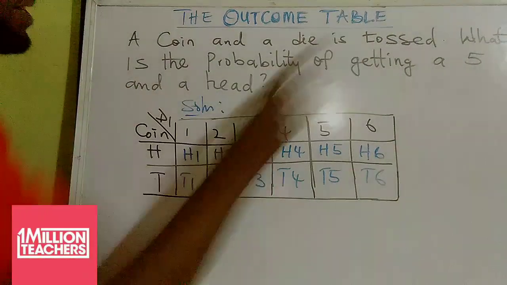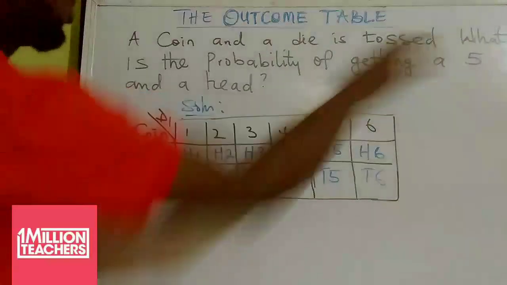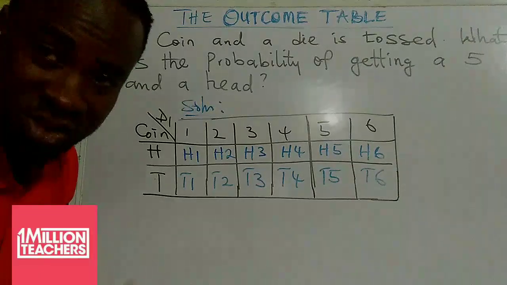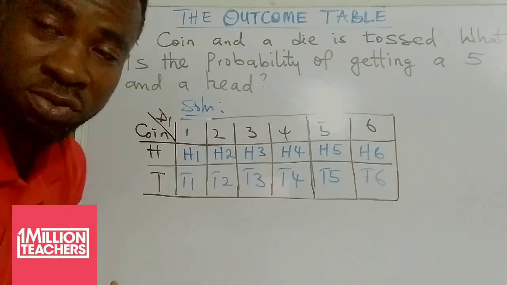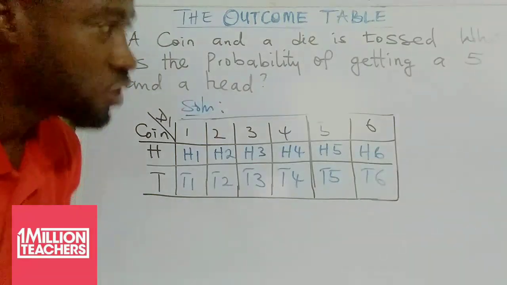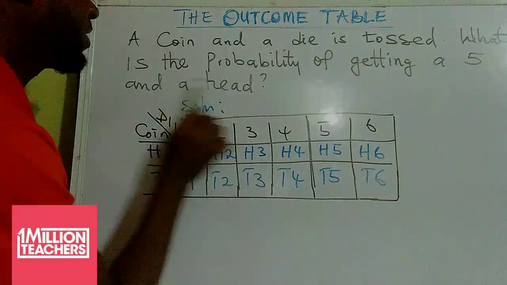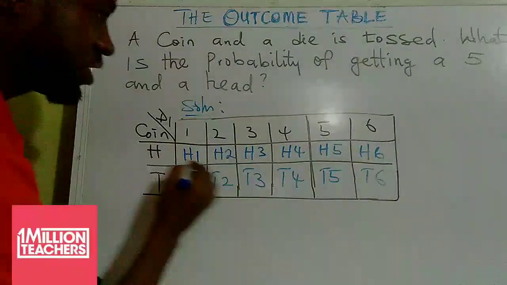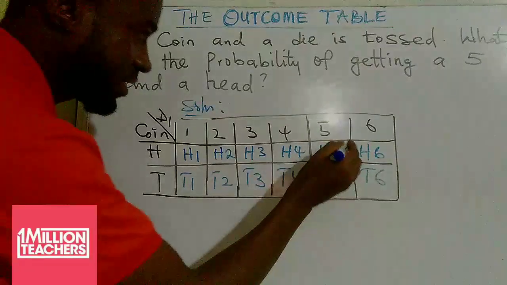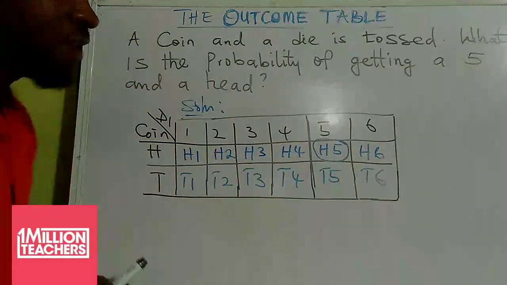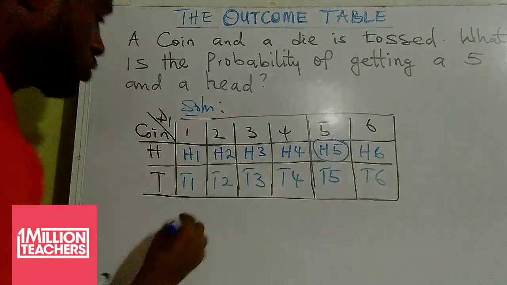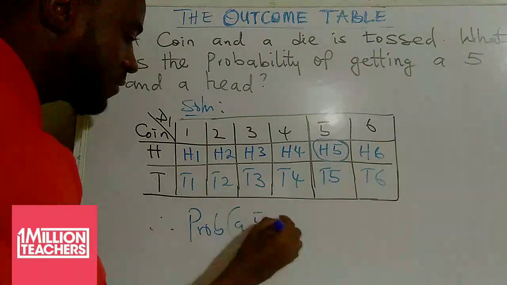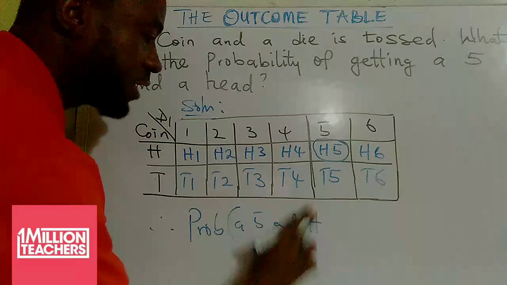Now, let's answer this question. A coin and a die is tossed. What is the probability of getting a 5 and a head? Remember, I told you initially that the outcome table gives you a picture of what you want. So let's look for where we have 5 and head. Remember that H stands for head. And if you look at it, we can easily locate it here. And that is this. So how many 5 and head we have here? We just have 1.